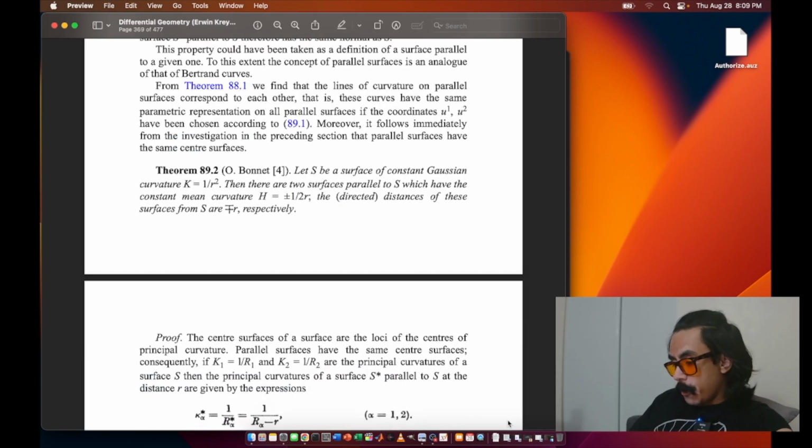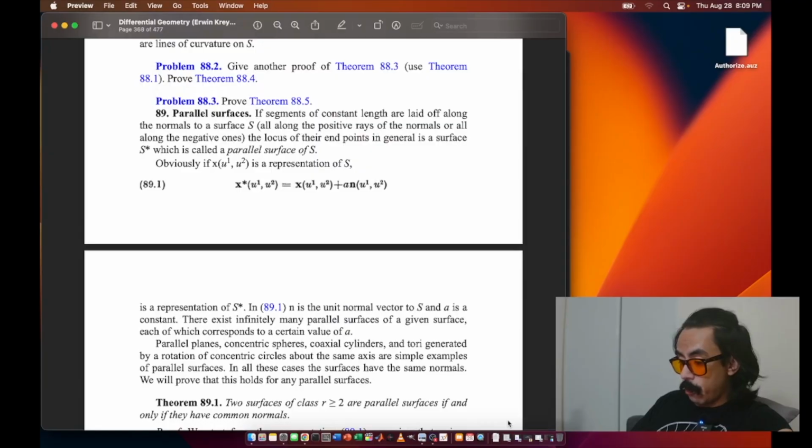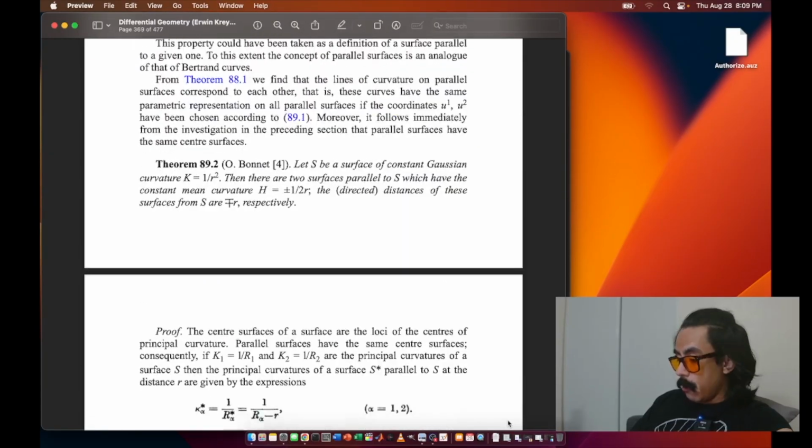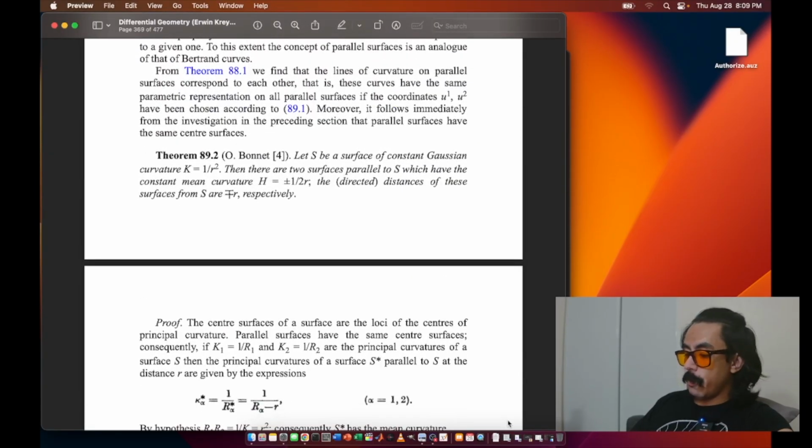There you go. From theorem 88.1, we find that the lines of curvature on parallel surfaces correspond to each other. That is, these curves have the same parametric representation on all parallel surfaces if the coordinates u1 and u2 have been chosen according to the relation 89.1 that we started this section with. Moreover, it follows immediately from the investigation in the preceding section that parallel surfaces have the same center surfaces.